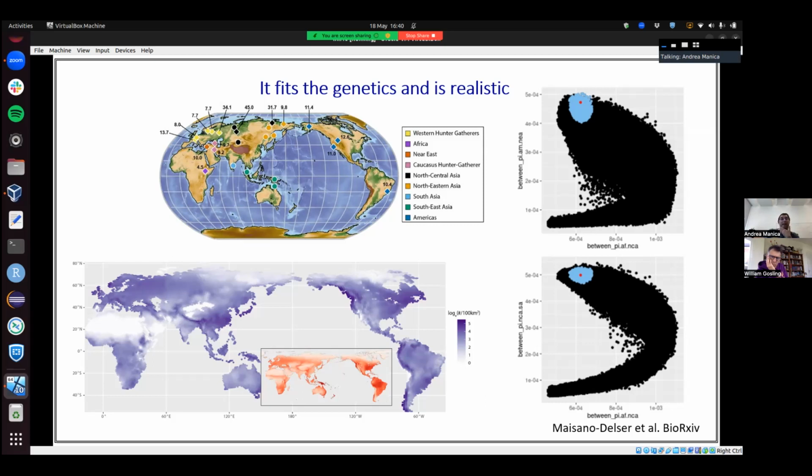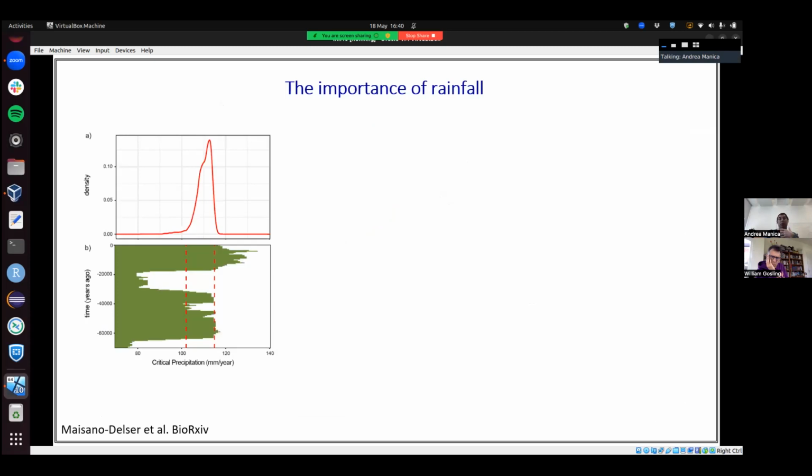So what does that tell us about climate? What do these parameters tell us about how climate was affecting humans? One of the most interesting parameters to look at is the minimum amount of precipitation needed for humans to persist. The model starts with a lot of possible values, but it eventually selects a rather narrow range compatible with the genetics, basically in the order of about 100 to 115 millimeters of rainfall per year.